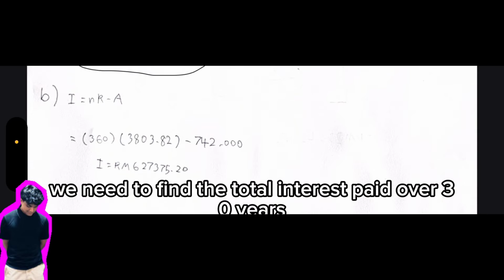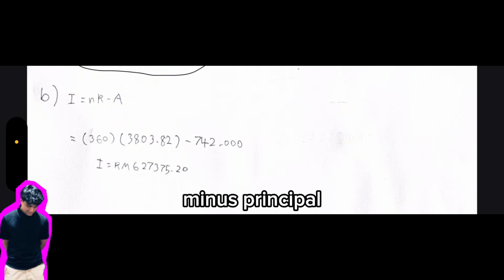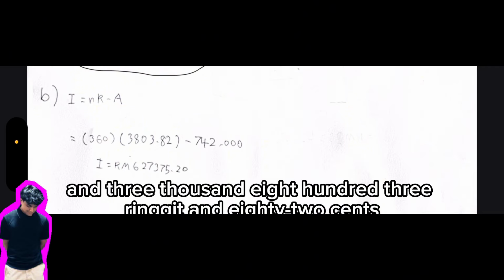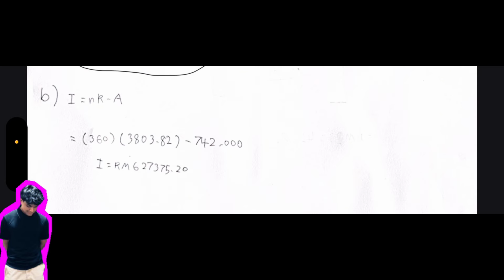We need to find the total interest paid over 30 years. The formula used is interest equals number of months times monthly repayment minus principal. So, 360 months times 3,803 ringgit and 82 cents minus RM 742,000. This will give you a total interest of RM.